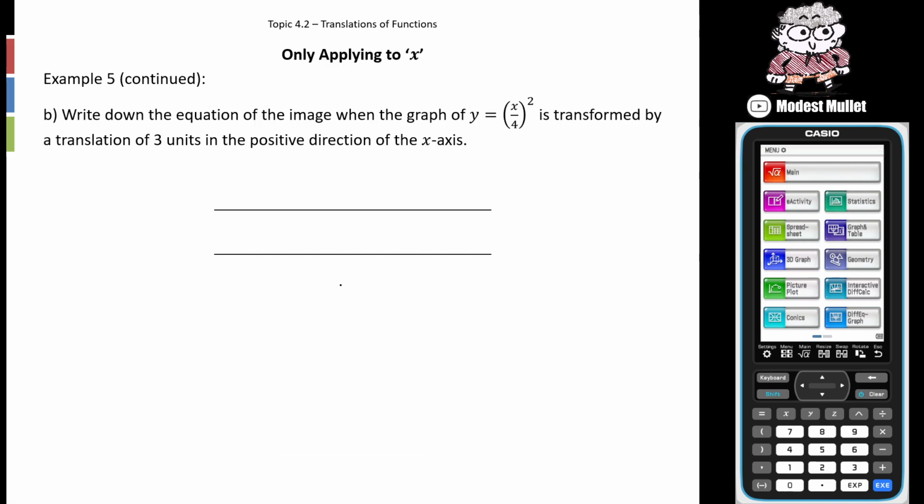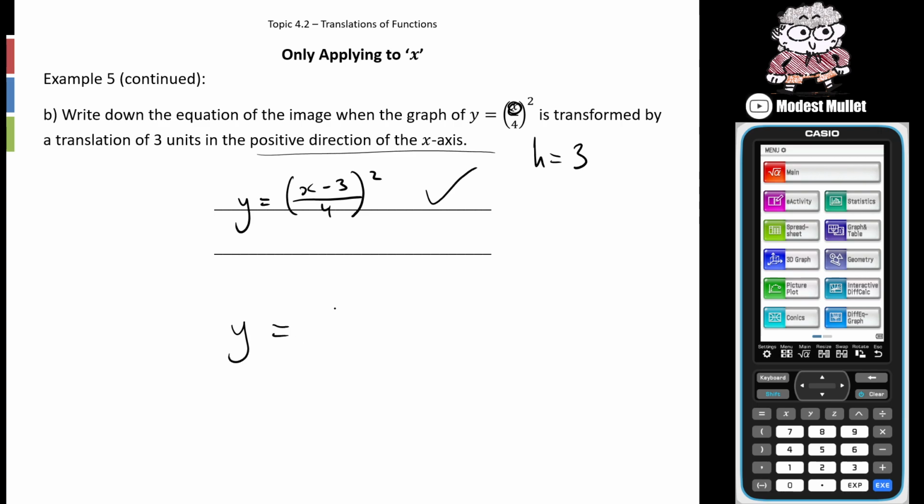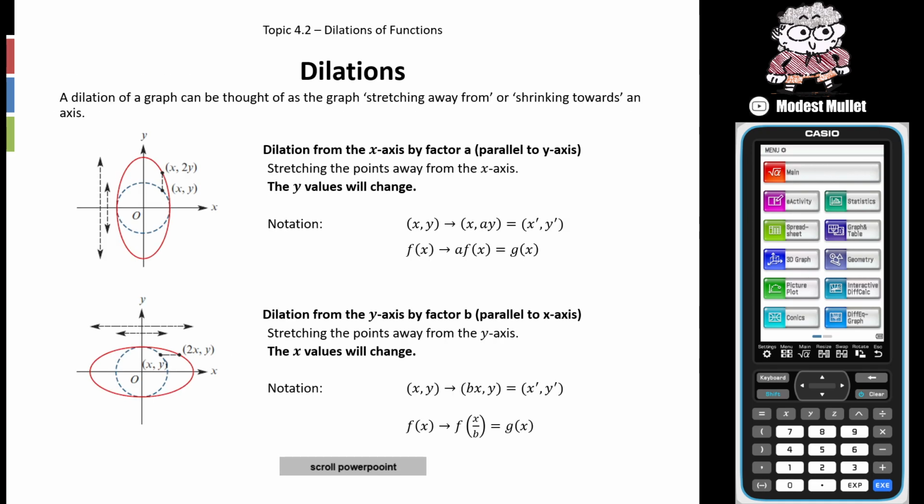So here's another really quick example. Write down the equation of the image when the graph of y equals (x on 4) all squared is transformed by a translation of 3 units in the positive direction of the x-axis. So in this case, h is 3. So I'm going to replace the x. So y is equal to, replacing exactly this x, (x minus 3) on 4, all squared. That is the correct way. The wrong way would be y is equal to x on 4 minus 3, all squared. Wrong. Rightio, let's have a look at dilations.